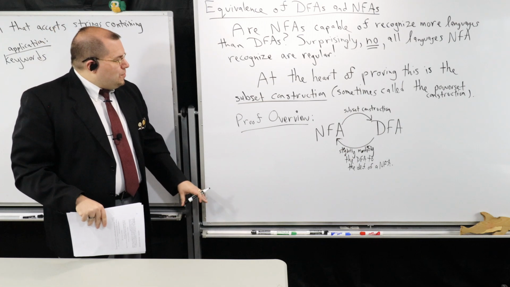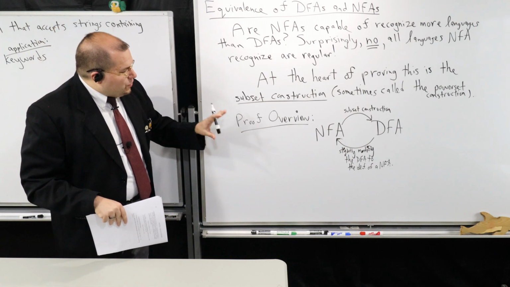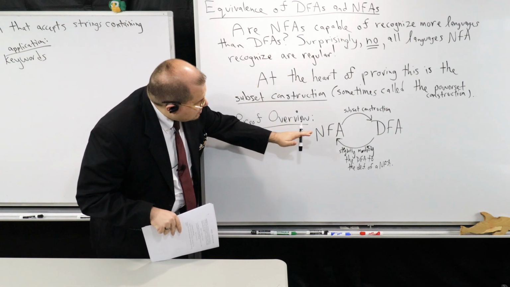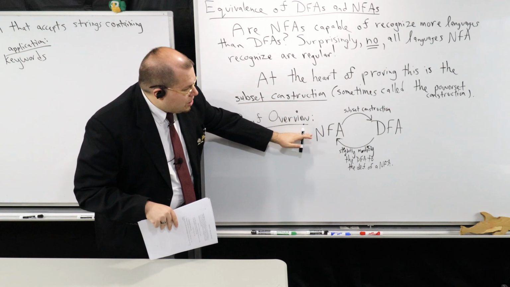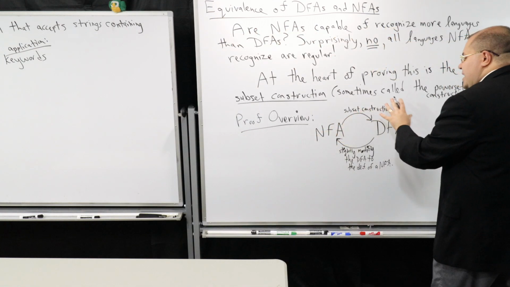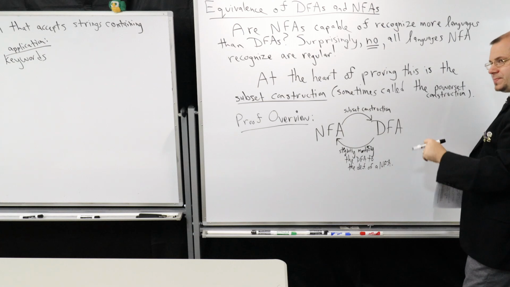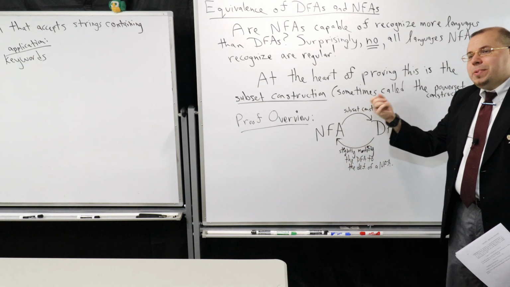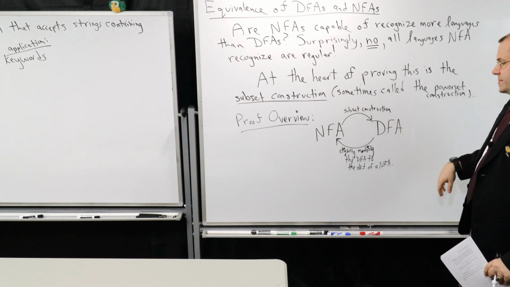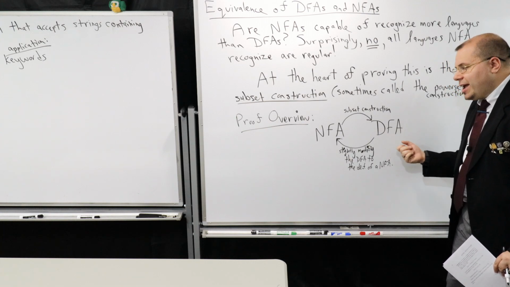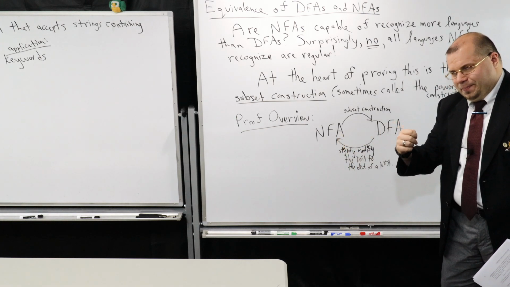So the first part of this is the subset construction. The idea is that I'm going to give you any NFA, and I'm going to show you the subset construction that lets you build a DFA from the NFA. Meaning I could take any NFA and build a DFA. And then I'm going to show you the other direction: if I give you some DFA, I can show you that there's an NFA.